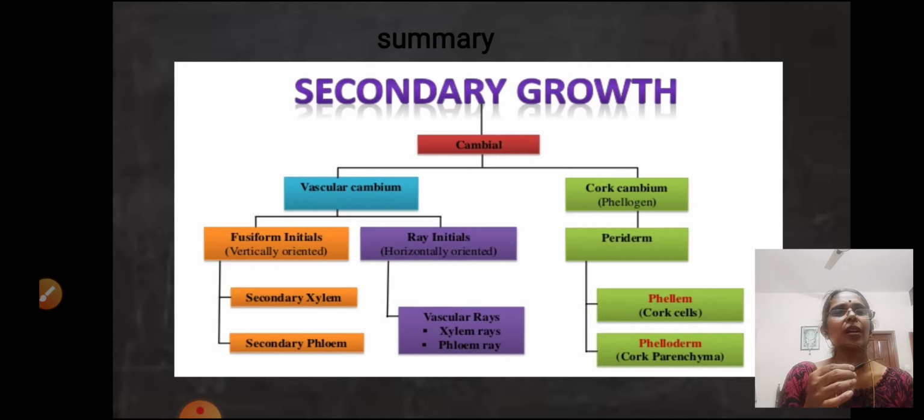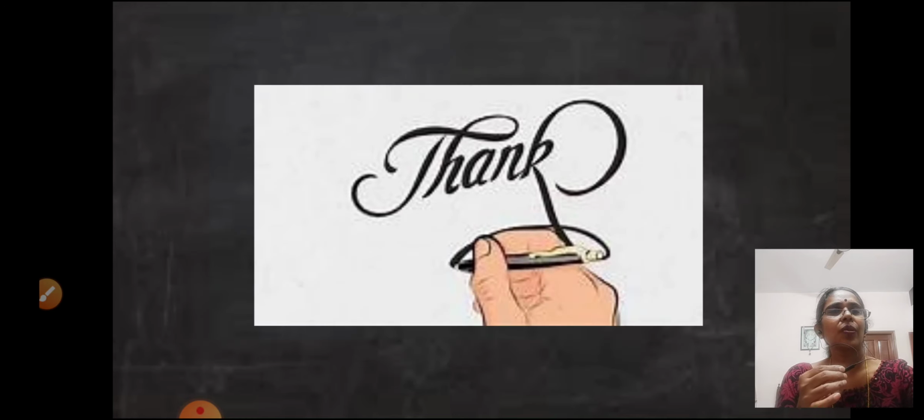Coming to the cork cambium or the phellogen, it gives rise to the periderm, which includes the phellem, phelloderm and phellogen. So thank you for listening.